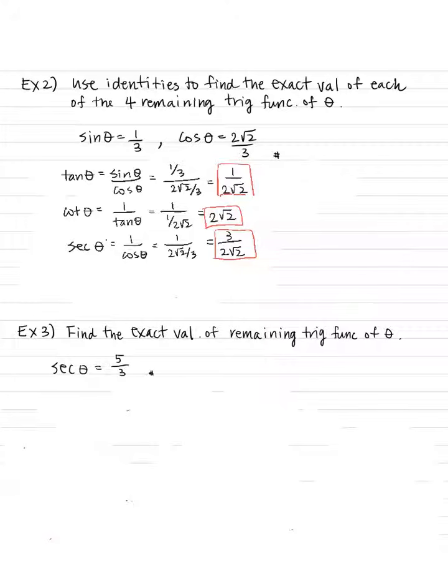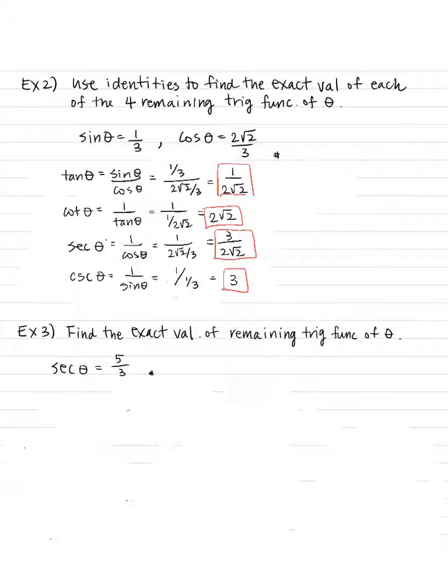And next is what? Last one is cosecant of theta. Reciprocal identity for that is 1 over sine of theta, which is 1 over 3. So which is going to be just 3. And here you have it.